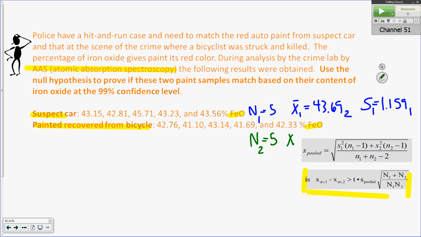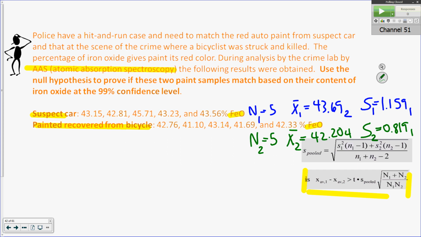Okay, so now I need my average for set 2. Okay, it's 42.20. It's significantly different than that first number, but is it enough to matter? That's the key thing we've got to figure out. Okay, standard deviation is a little tighter.